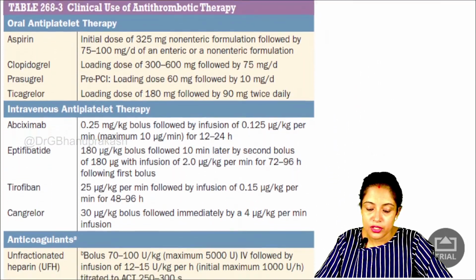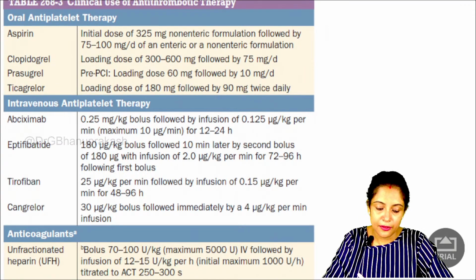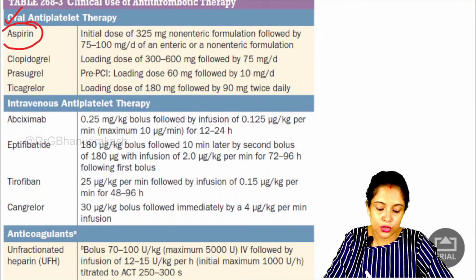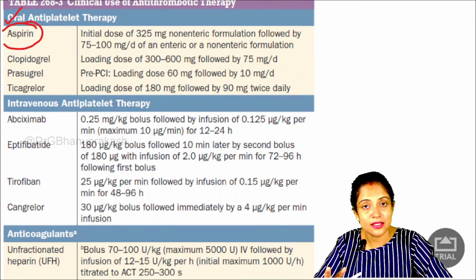Now, coming to the antiplatelet therapy, as I have said, we have oral antiplatelet aspirin, the drug of choice, and the first drug we use as an antiplatelet agent. So, the initial dose of aspirin is given as a loading dose, 325 milligram, and it should be followed by a dose of 75 to 160 milligram every day.